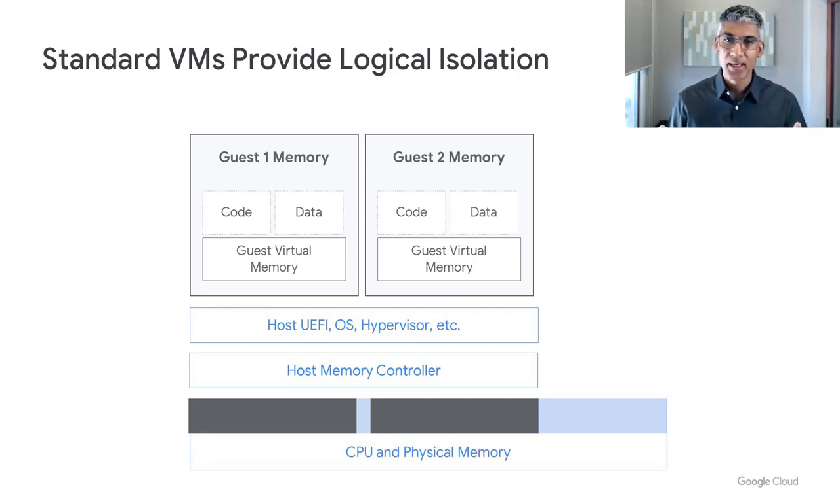So how does this work? If you look at a typical cloud compute setup, we have at the very lowest layer your physical hardware, right? CPU, memory, perhaps disks as well. Next, on top of that, there is a host memory controller that manages the memory usage. And on top of that, you have the BIOS, the operating systems, the hypervisor layer. Now, the virtual machines run on top of this stack, and they have their own operating system and their own applications that consist of code and data pages, all in the guest virtual memory.